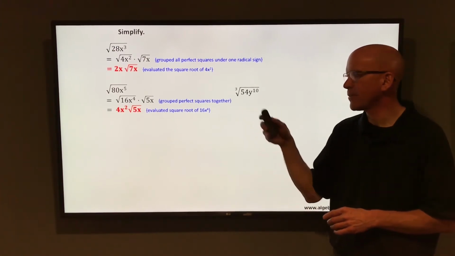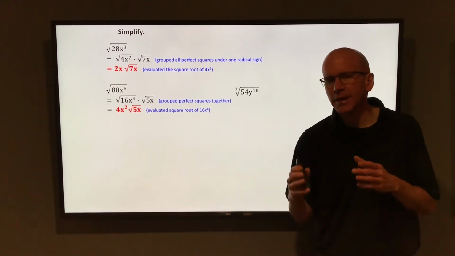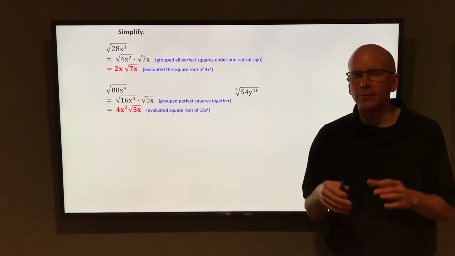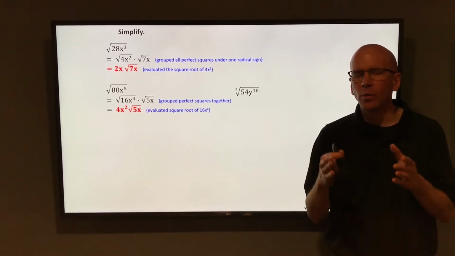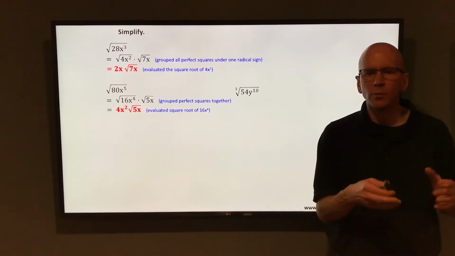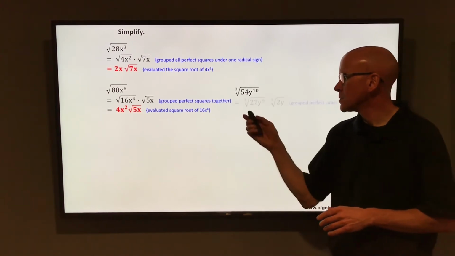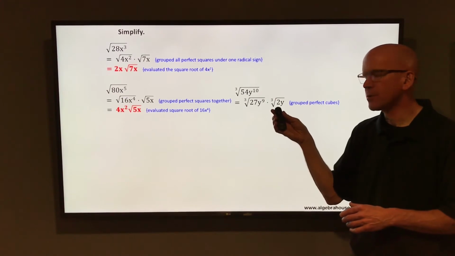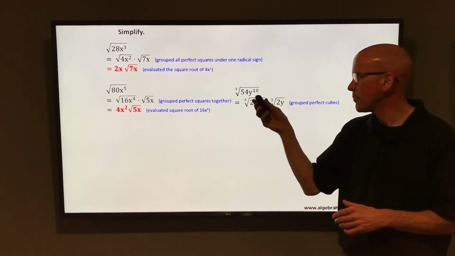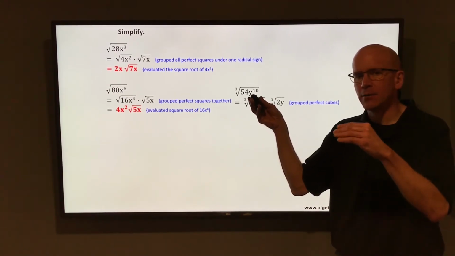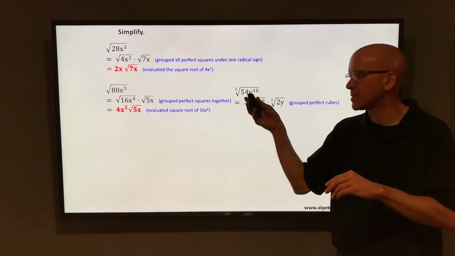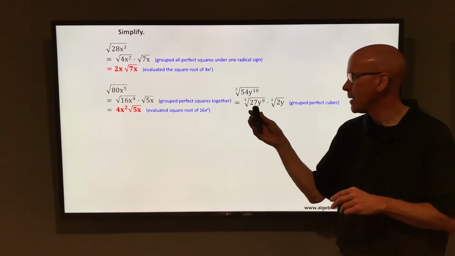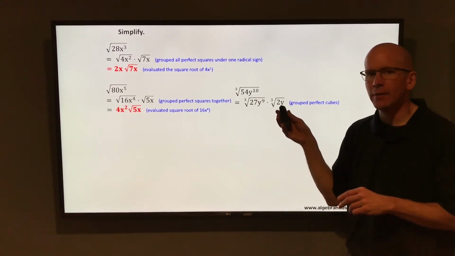Next, the cube root of 54y to the 10th. So break that cube root of 54 into two factors, where one of them is a perfect cube and the other one will not break down again. So the cube root of 54 will break into the cube root of 27, and then the cube root of 2 will not break down again. For the y to the 10th, drop that 10 down to the next exponent down from 10 that is divisible by that root of 3. There'll be y to the 9th, then you have a y left over.